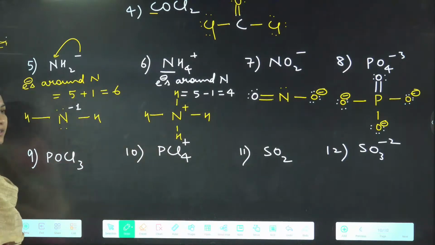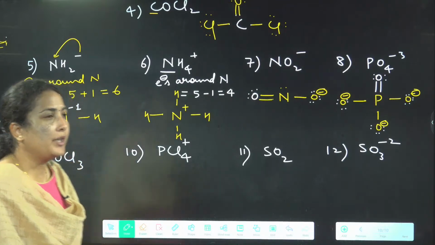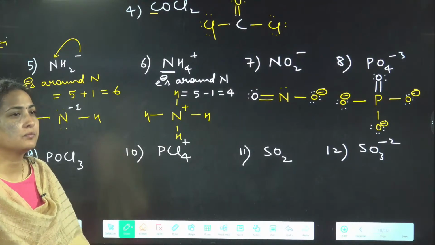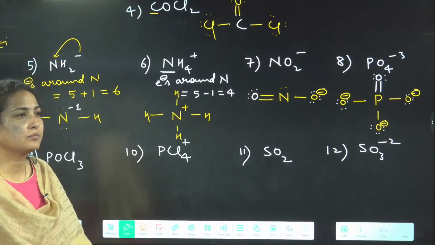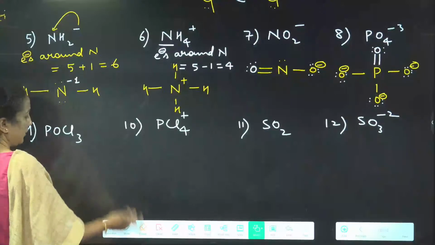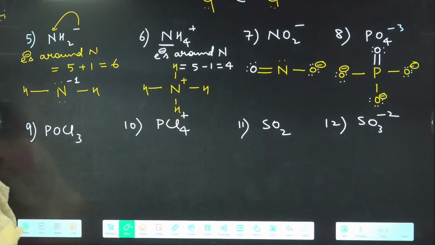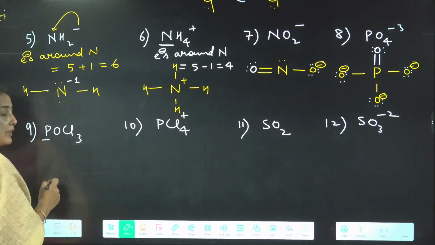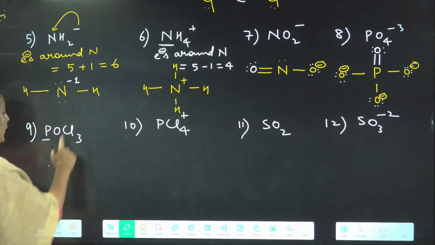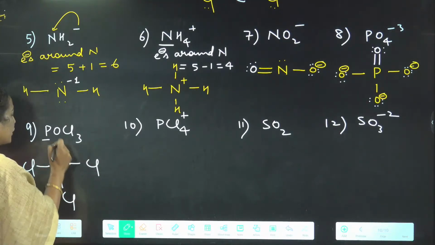Now the thing is POCl3. Hope people have tried 9 to 12 also. Have you tried? Now in case of POCl3, which one will be the central atom? Phosphorus is going to be the central atom. So in that case, how many electrons? 1, 2, 3, 4, 5 around phosphorus, 5. Now you are having 3 chlorines, make single bonds. You are having 1 oxygen which is neutral, make a double bond.